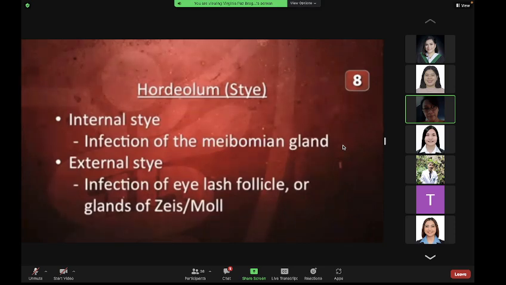And then the external stye, which is a lot more common, which you see a lot of times in the office, is from obstruction of certain things. An obstruction of an eyelash follicle is probably the most common thing that we see. The glands of Zeiss are another one. These are sebaceous glands on the eyelid margin. And then there are these other glands called the glands of Moll, which are ciliary glands. And these are apical glands on the eyelid margin as well.